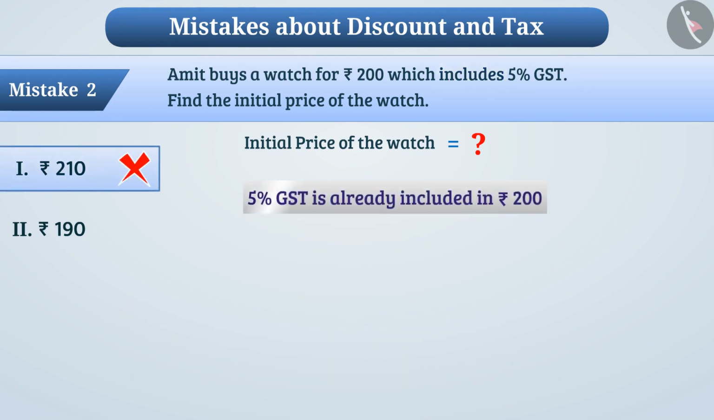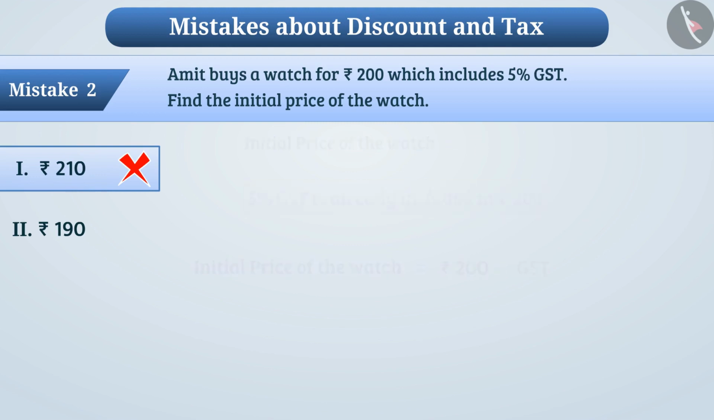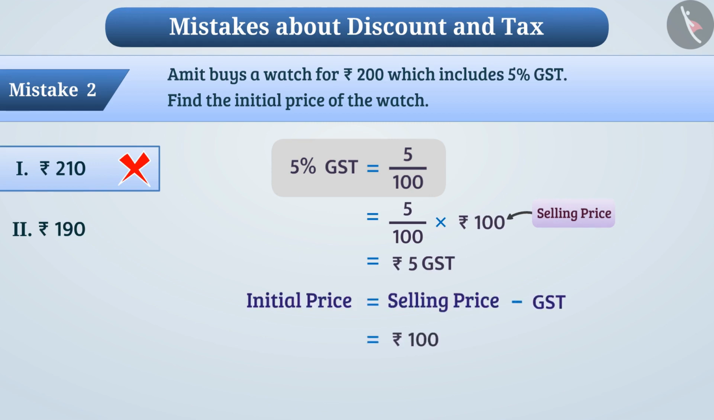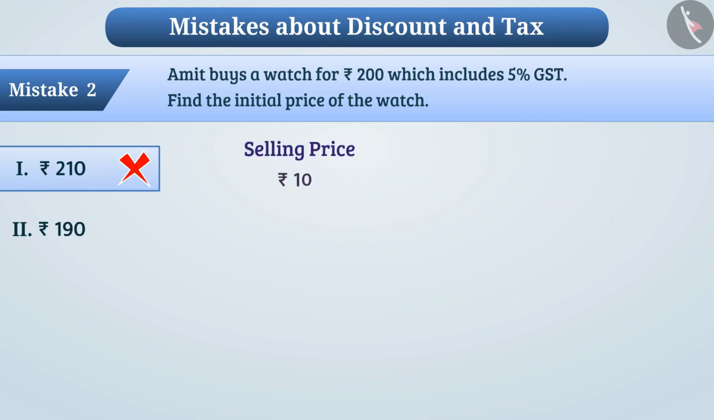Here 5% GST is already included in rupees 200. So to find the initial price of the watch, we have to subtract GST from rupees 200. Here 5% GST means 5 by 100, that is, if we consider the selling price of the item as rupees 100, then the GST will be rupees 5. In this way, the initial price will be selling price minus GST, is equal to 100 rupees minus 5 rupees, is equal to 95 rupees.